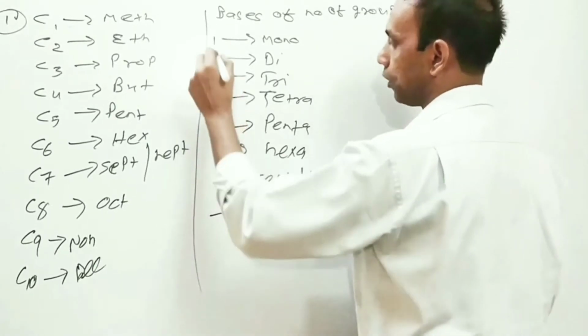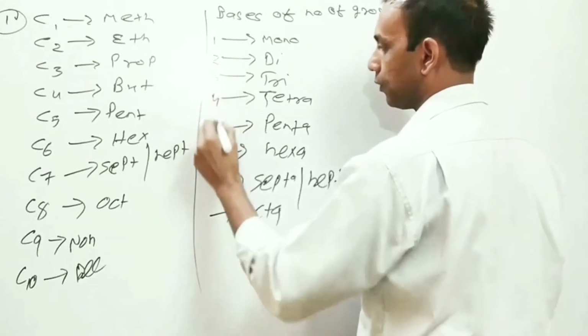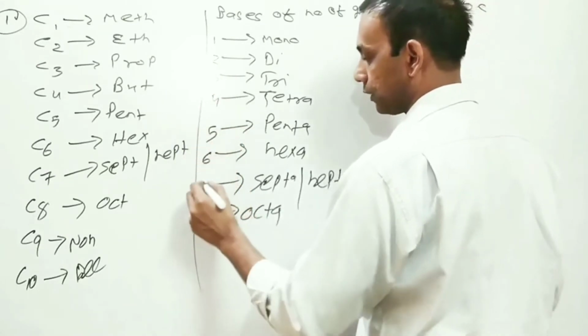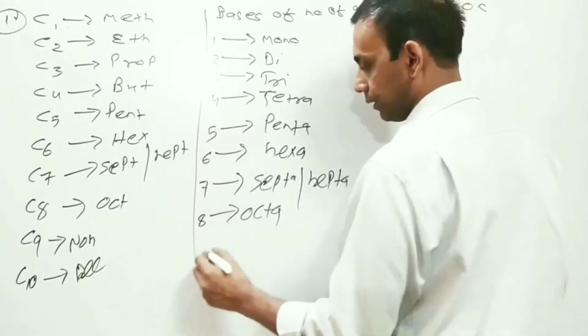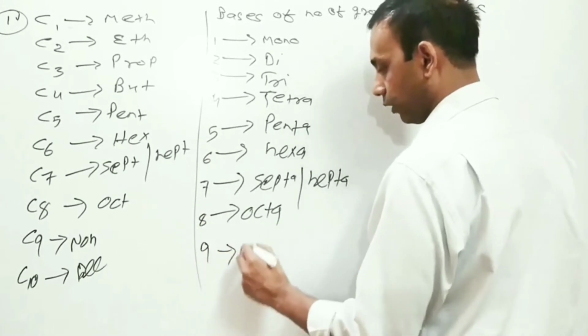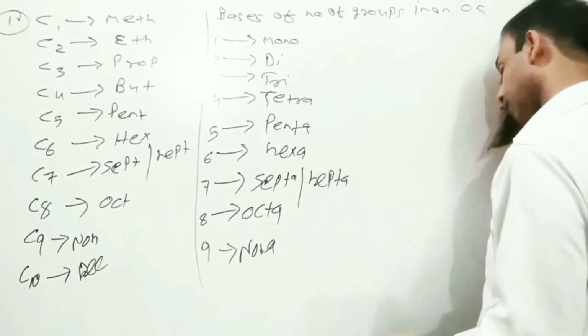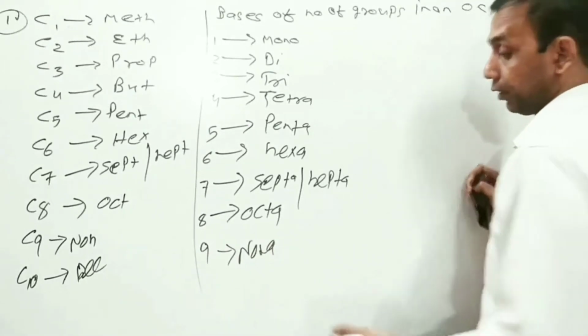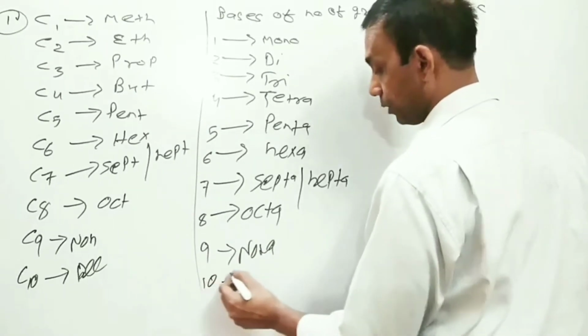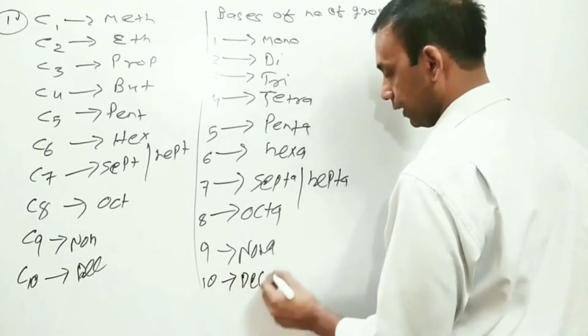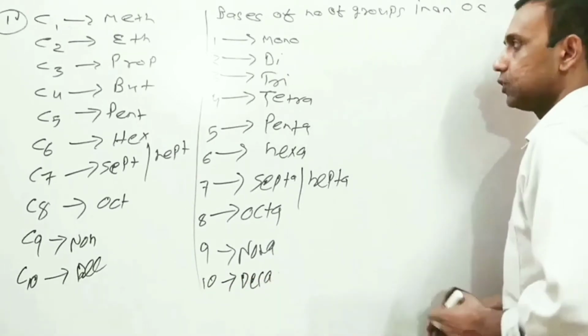So I write this 1, 2, 3, 4, 5, 6, 7, 8. Similarly, 9 is going to be nona. Nona is not somebody's name here. Nona is the name for a group that is nine in number. And similarly, 10 is going to be deca, right? So these are some of the basics you need to understand.